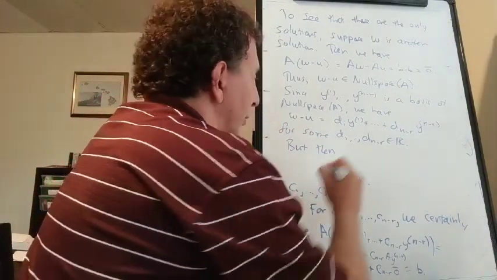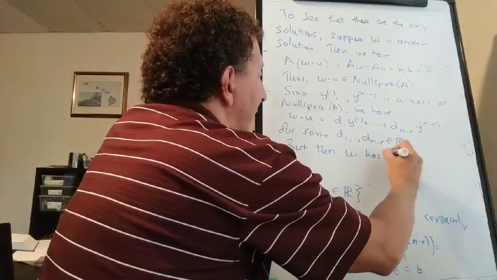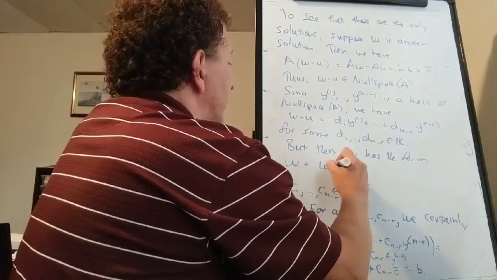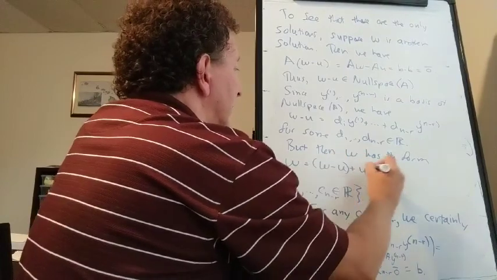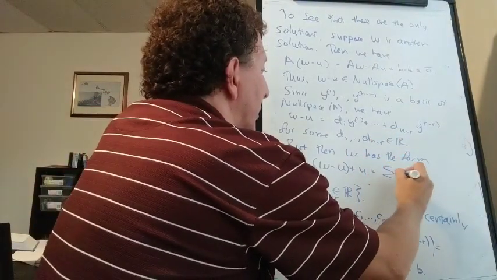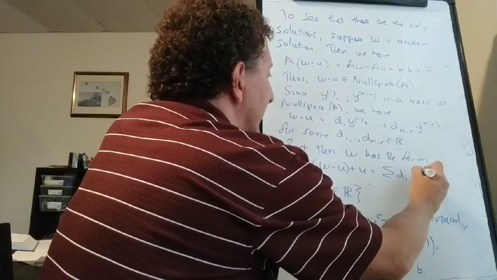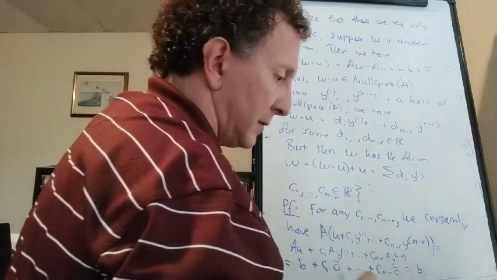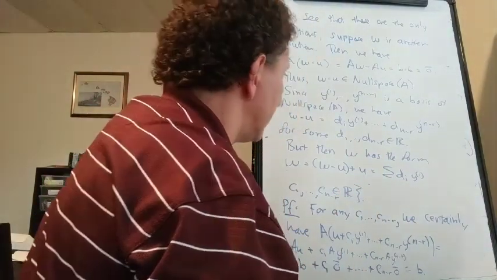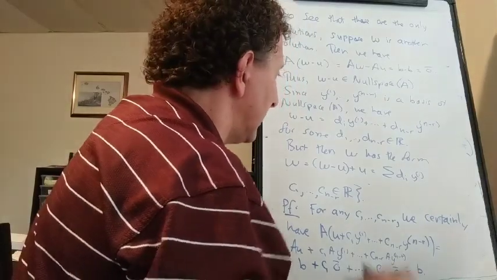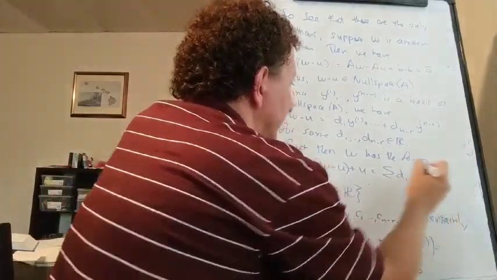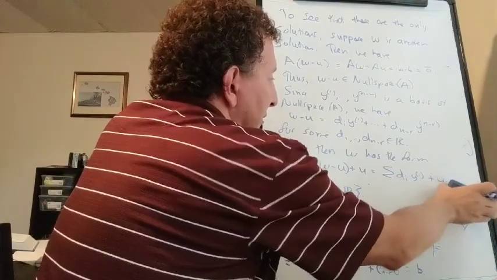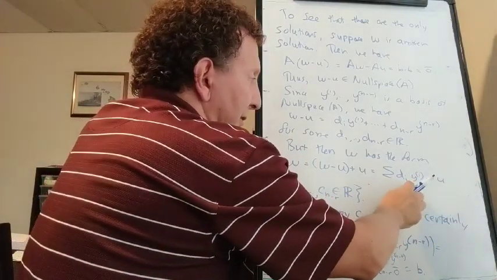But then W has the form W equals W minus U plus U, which is a sum of DiYi, that's the W minus U part, plus U. So W equals particular solution plus some linear combination of the basis of the null space.